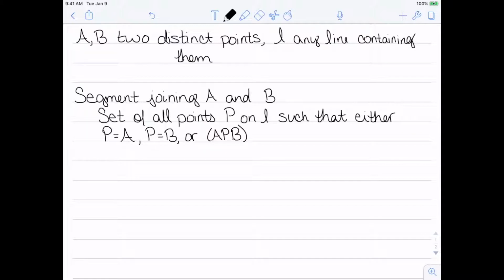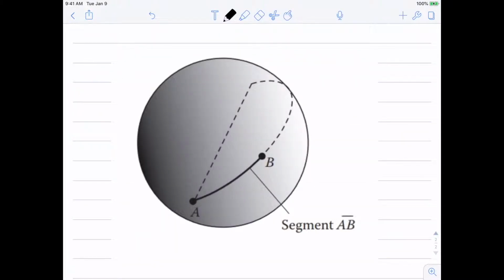We call the points A and B endpoints, and all of the other points we call interior points. Here's what a segment looks like on a sphere. It's just a little piece of this great circle.